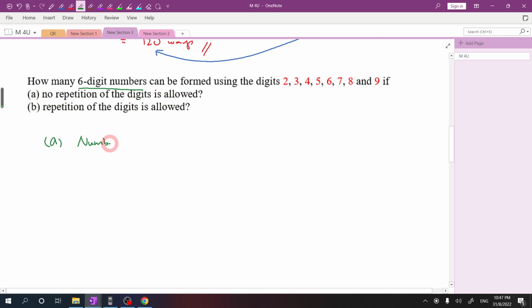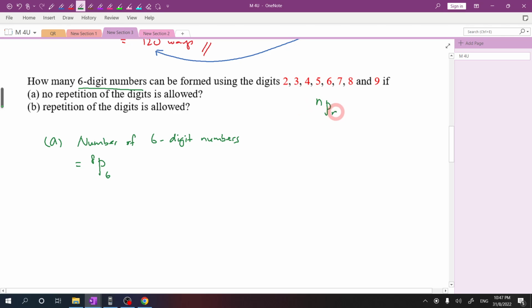Number of ways. How many 6-digit numbers? Number of 6-digit numbers. But this time you need to be more careful. How many digits do we have here? 1, 2, 3, 4, 5, 6, 7, 8. 8 digits we have, but we only need 6 of them. It will be 8P6. So before I continue, let me show you this first.